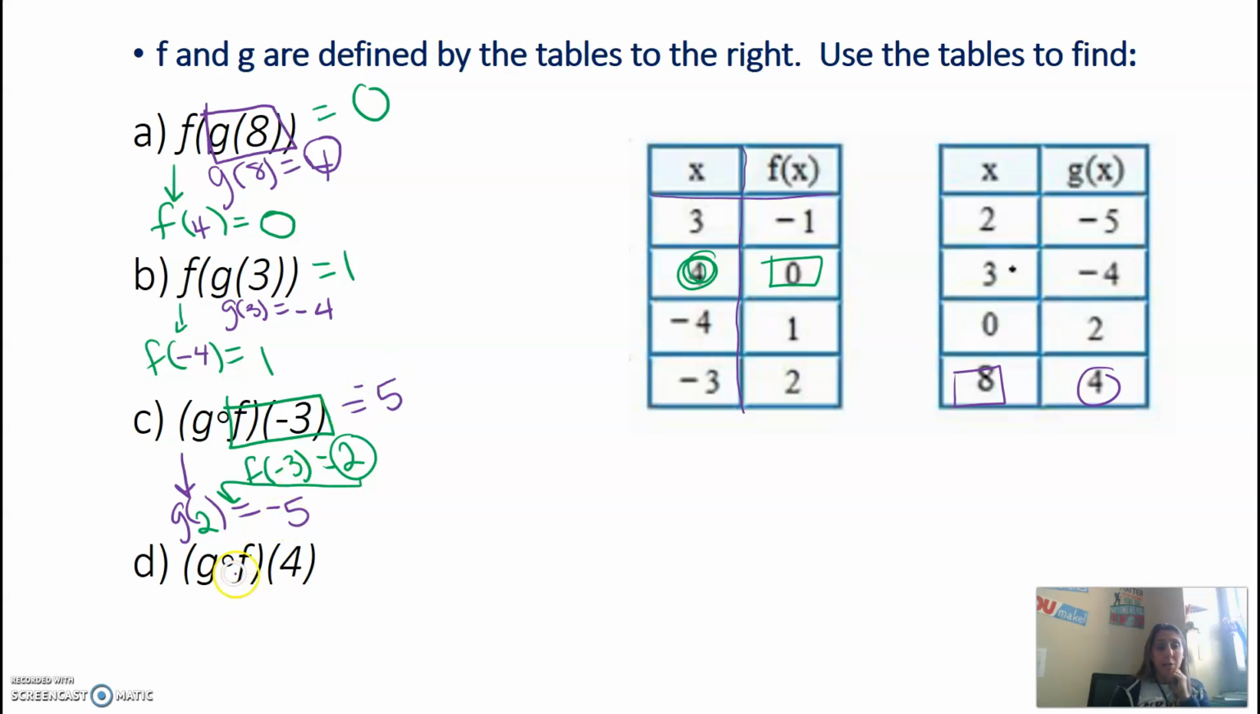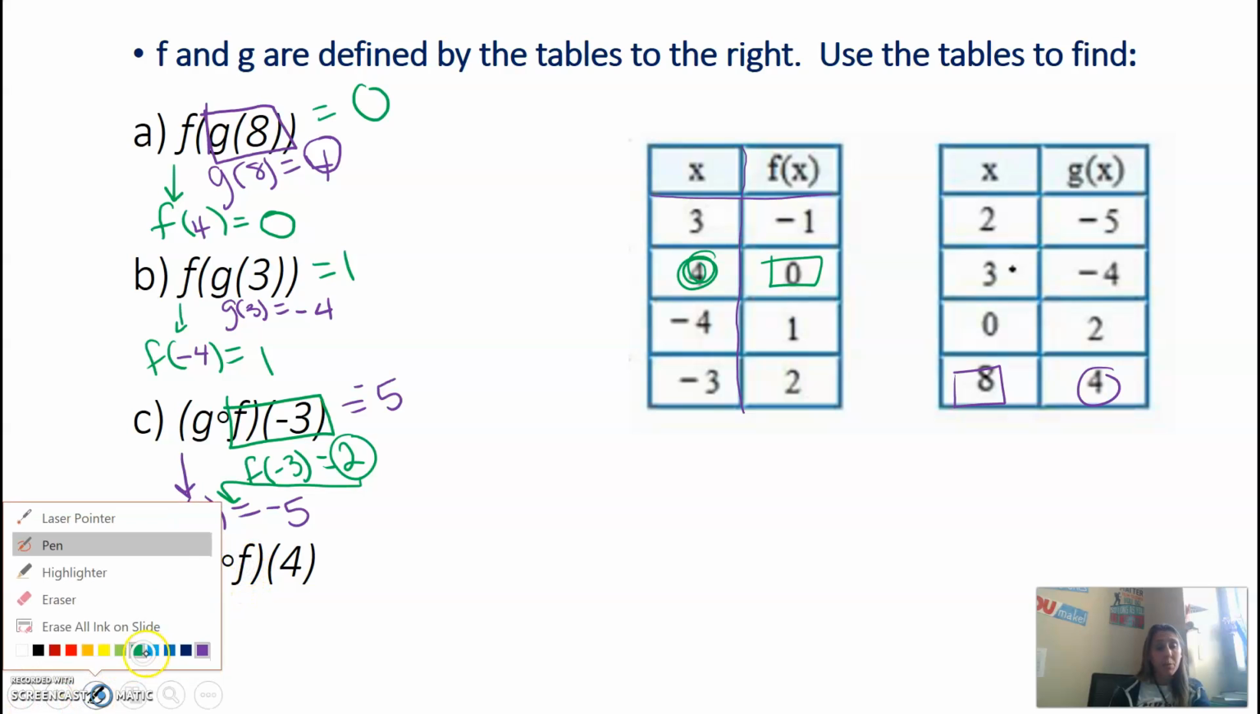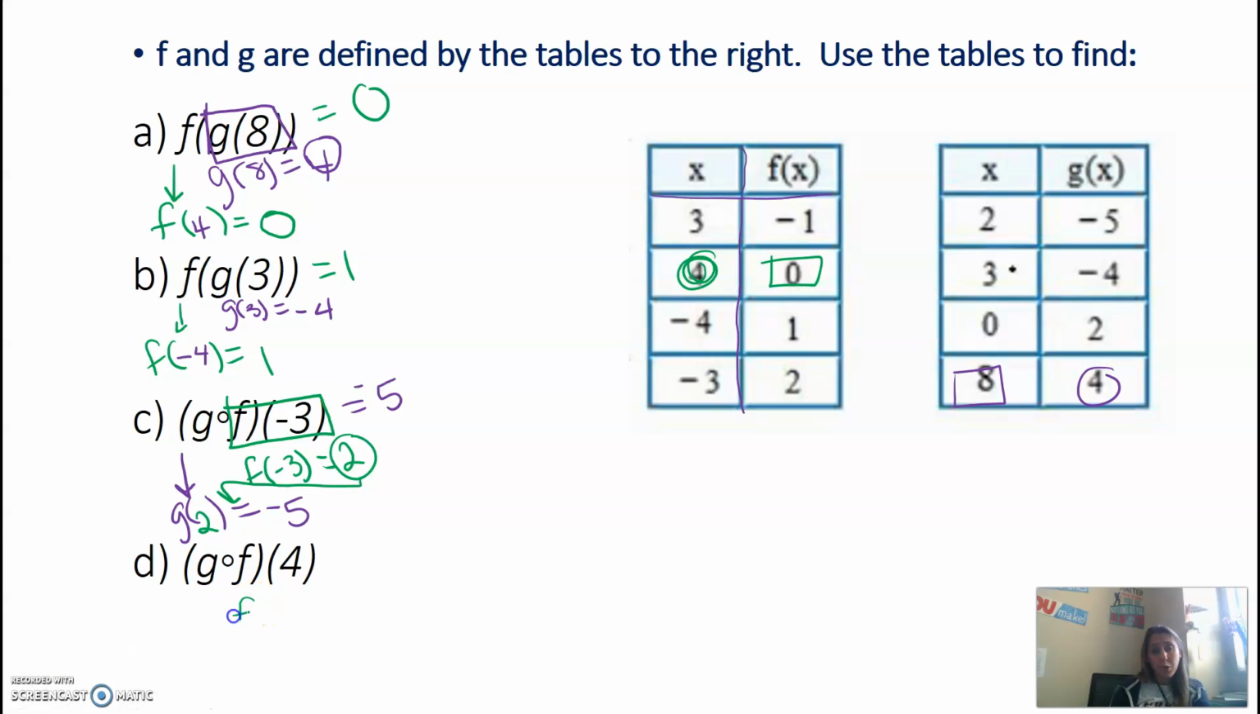Okay? So now we're going to do the same thing here. We're going to find F of 4. Again, we're going back and forth. F of 4 is 0. Have you found that? We put that 0 in G.